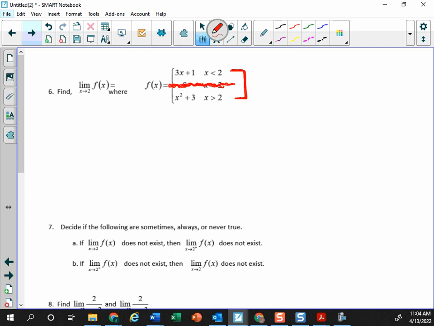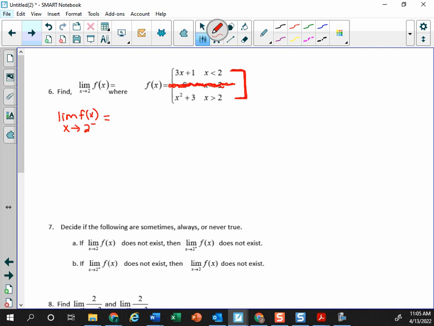Yeah, you have to evaluate the limit for both of those. Basically, plug in the 2 for both of them and see, are they the same thing? So you're technically doing the limit of f of x as x approaches 2 from the left. Is that the top one or the bottom one? Top one, right? X is less than 2. That's on the left side of it. Okay, that's from the left.